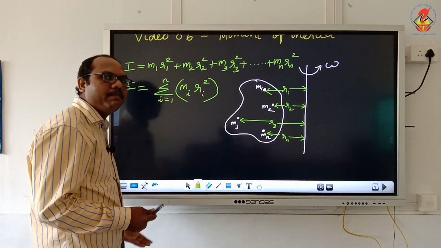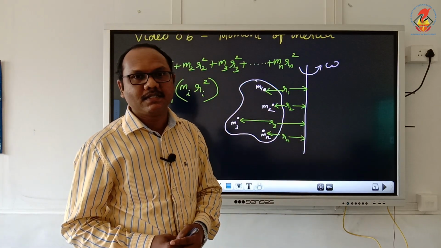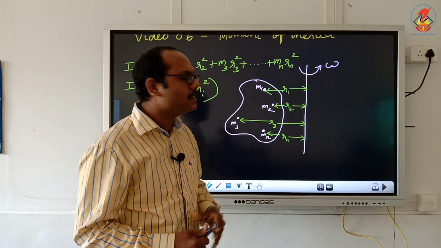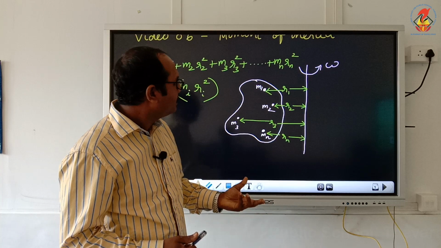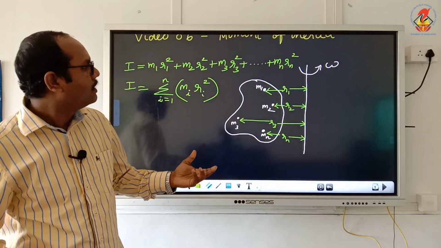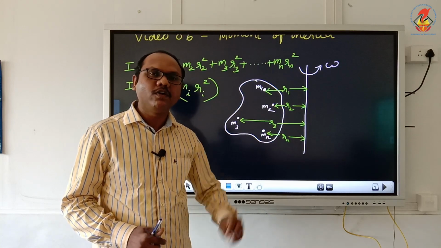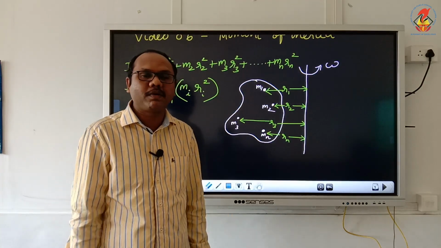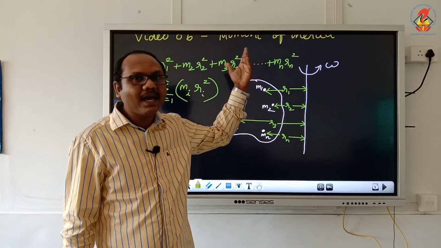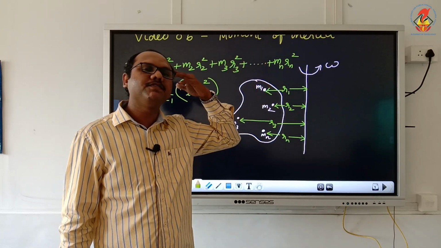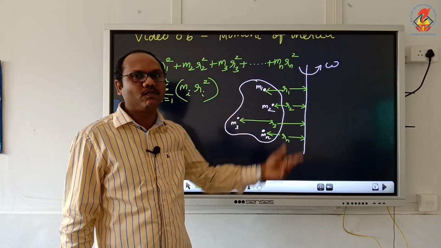Now, let me tell you one thing. Here we have a system like this. Now, you just think, how many particles are there? We don't know how many particles. There are n particles in the system. So how will you calculate using this formula? The formula is easy, but since we don't know the number of particles, this sort of calculation will not work out.